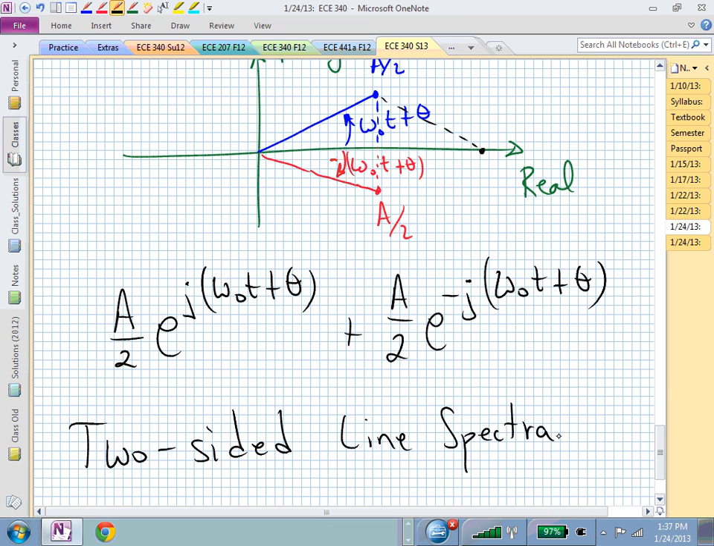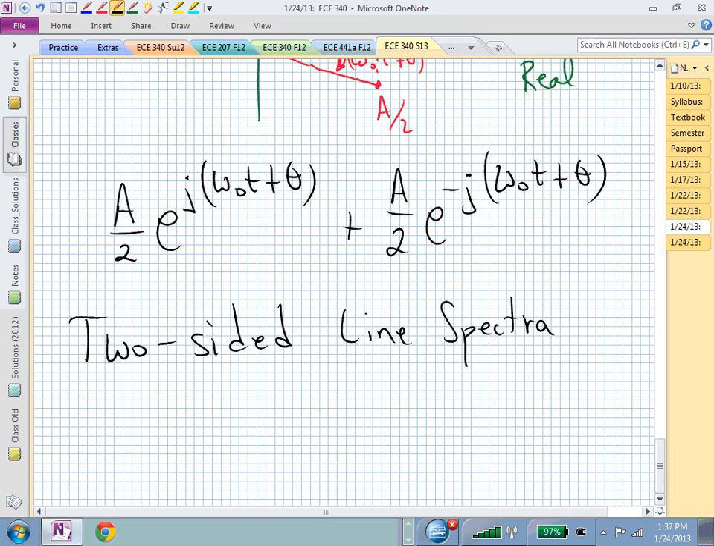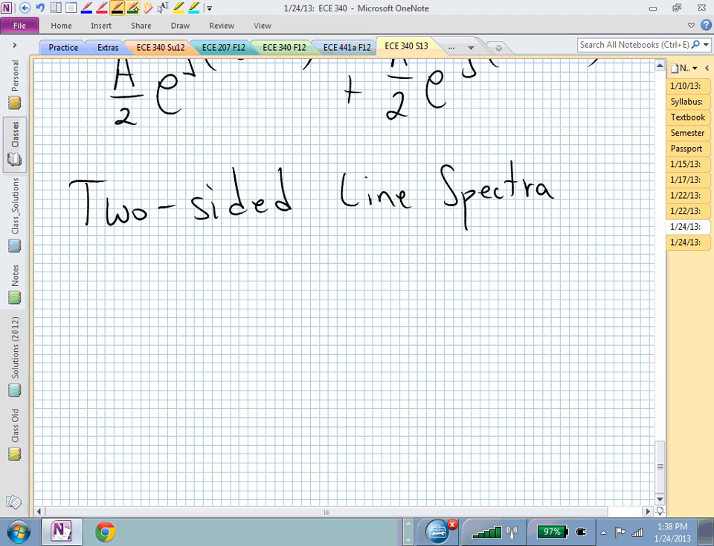And where are those lines going to be? Now we have two lines. Now we have a positive frequency and a negative frequency, and we get the negative frequency because of mathematical simplification. It helps us. So the fact that we have a negative frequency at -7, who cares? We have a frequency of 7 radians per second. That's just going to be the nature of the beast. Now we have this two-sided line spectra.